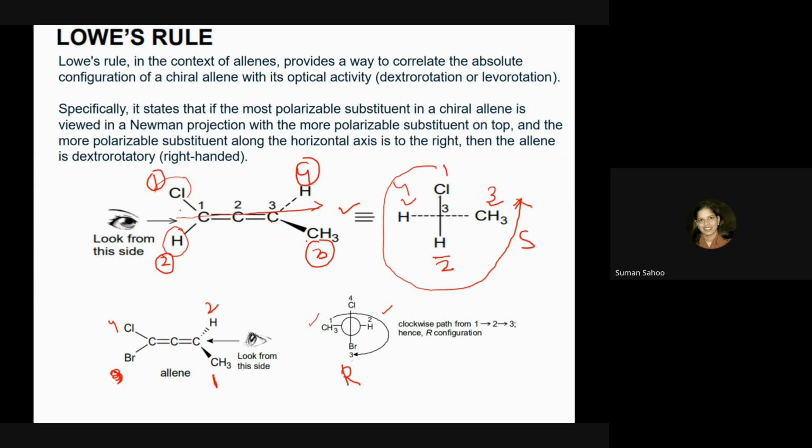So here, this is of your first priority and this is of your third priority, and it is on the right side of this one. So that is going to give you a positive Cotton effect. And in this case, from the first priority to the third priority is also towards the right. That is also going to give you a positive Cotton effect.